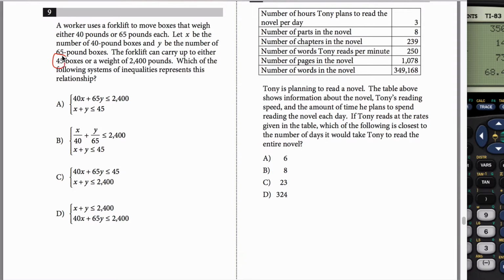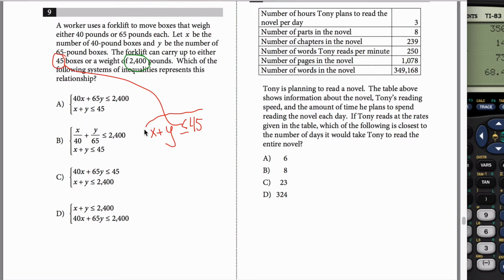Okay, so I'm going to need to set up an inequality for this, and then maybe another inequality for this one. So 45 boxes. X is the number of small boxes, Y is the number of big boxes. So the forklift can only handle 45. So the amount that it handles must be less than or equal to 45. So what it handles, maybe H, has to be less than or equal to 45.